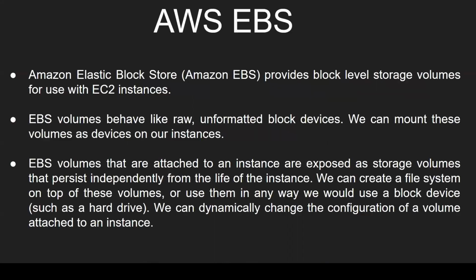So let's get started. Now, first of all, let's learn about AWS EBS. Amazon Elastic Block Storage, which is also called Amazon EBS, provides block level storage volumes for use with EC2 instances. And EBS volumes behave like raw, unformatted block devices. We can mount these volumes as devices on our instances.